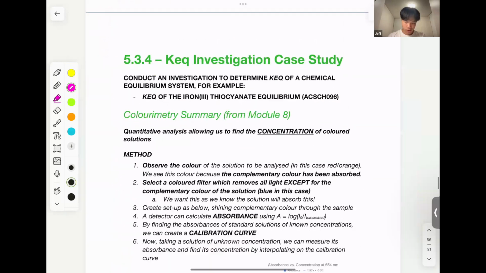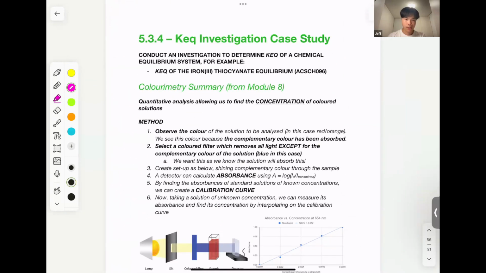The final investigation here is your KEQ determination. So conduct an investigation to determine the KEQ of a chemical equilibrium system. For example, iron thiocyanate equilibrium. It's a very specific dot point. And as I said at the time, many schools teach it relatively poorly.